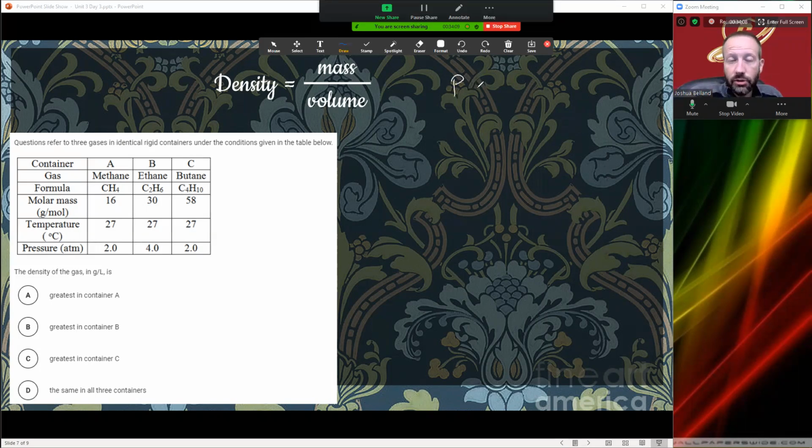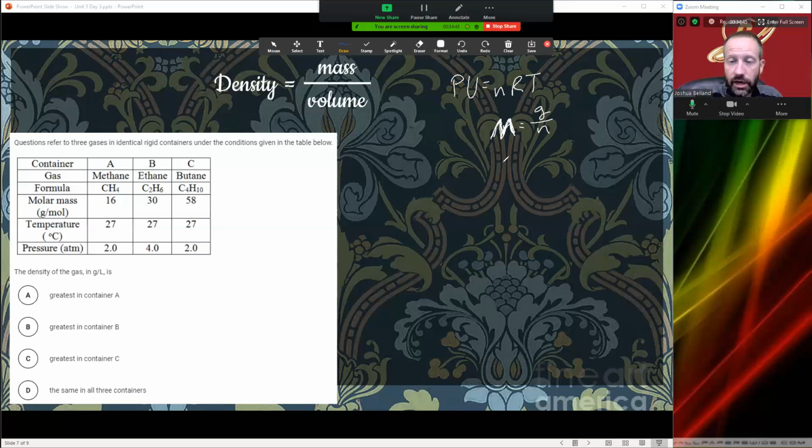If I start with PV equals nRT, you'll notice I do have the V for volume in that equation, but I don't have the mass anywhere in that equation. But I do have moles in this equation. And I know that molar mass is grams per mole. Okay, so that's a capital M for molar mass. Molar mass is grams per mole.